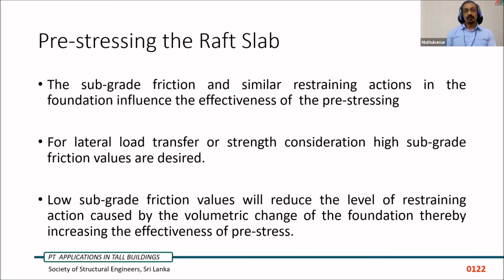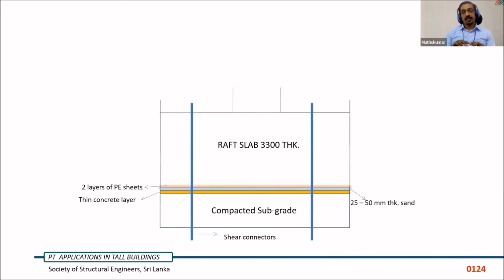So in order to lower the subgrade friction, we introduce some kind of 3 levels. We create a compacted subgrade with a thin layer of concrete, and then we use a 25 to 50 mm thick sand layer, and we introduce polyethylene sheets. Basically, this will allow the raft slab to compress initially, and later on a shear connector provision will be given to improve the subgrade friction between the raft slab and the soil below.